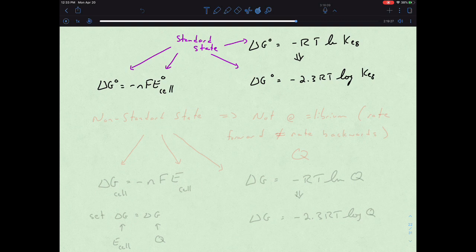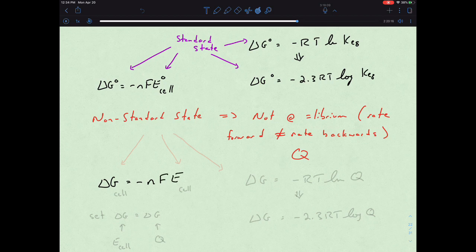But we also have the notion of non-standard state. And that means for us with equilibrium is that we are not at equilibrium. The rate forward does not equal the rate backwards. And that's when we get into this notion of Q. So we could say some other things, so if we're not at standard state, we could say that our delta G can still be equal to negative NFE. It's just that we are not at standard state for that particular process.